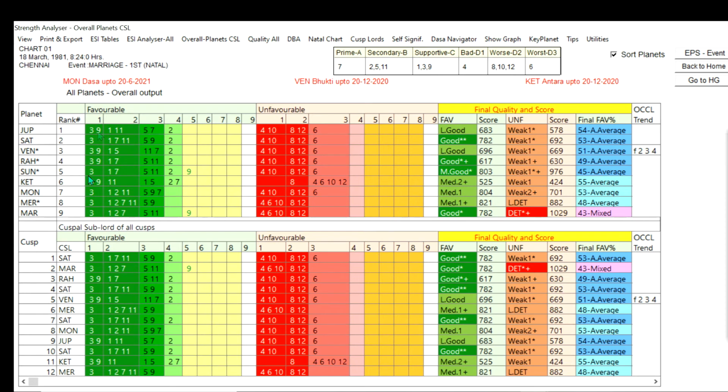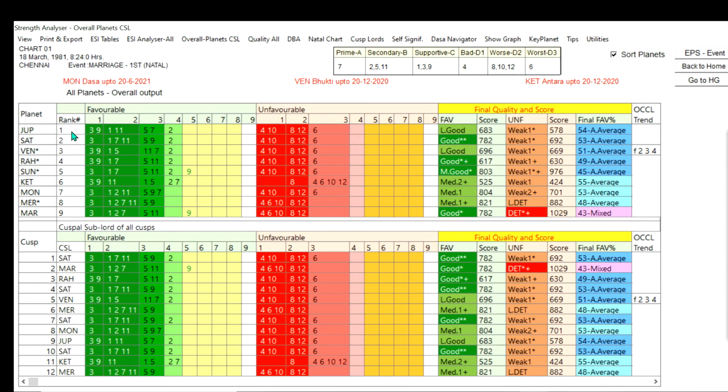Please remember, it is not that every time the planets with first rank, second rank, third rank, which are coming on the top rank, only will be giving the result. Of course, based on the house grouping, based on the strength, it is going to come within 1, 2, 3, 4 rank. That planet is going to be favorable. Okay, that is going to be strong.